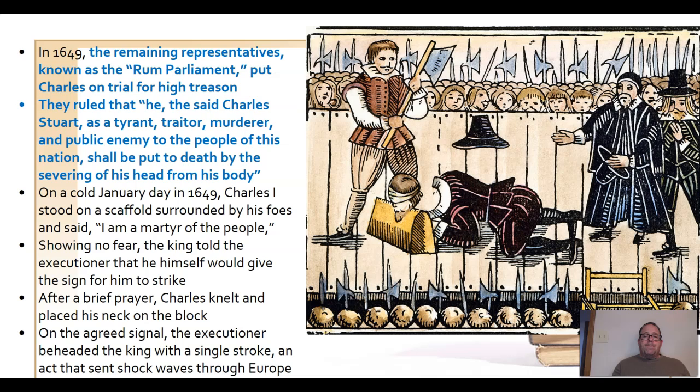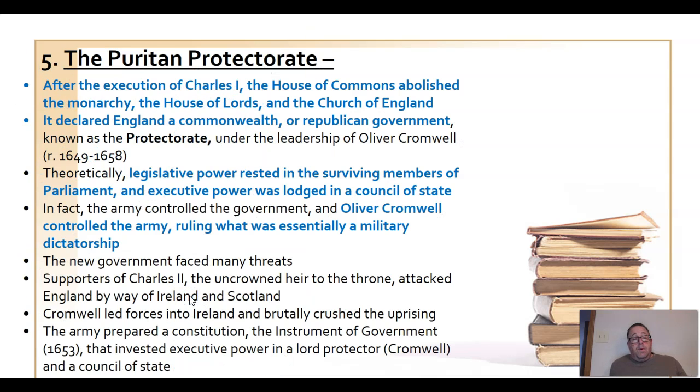Okay, so there is a period of time, 1649 to 1658, where there is no monarchy in England, and that is because they are known as a protectorate, or a commonwealth or republican form of government. On paper, or theoretically, that's what they're supposed to be, but in actuality, it's a military dictatorship because the army controls the government and Oliver Cromwell controls the military. So essentially, this protectorate is nothing more than a dictatorship.